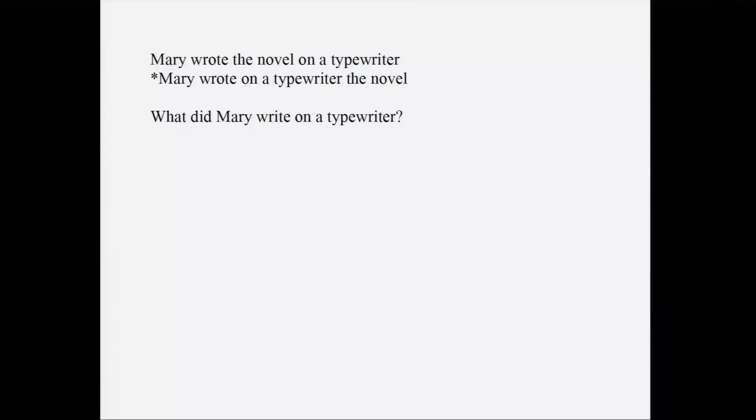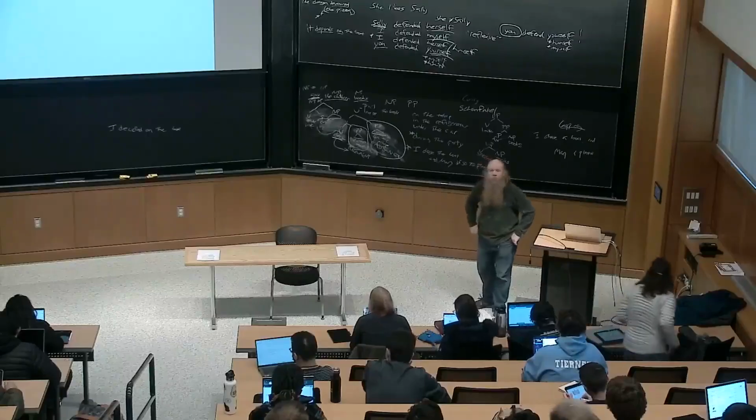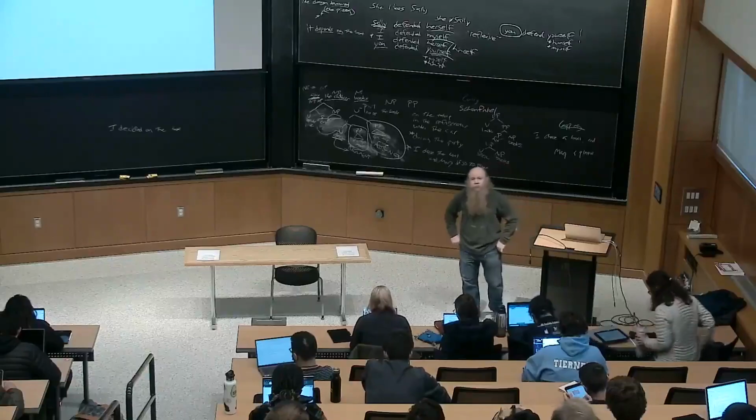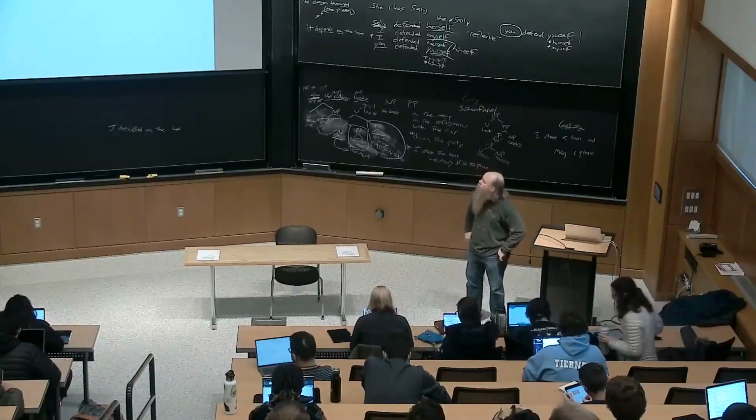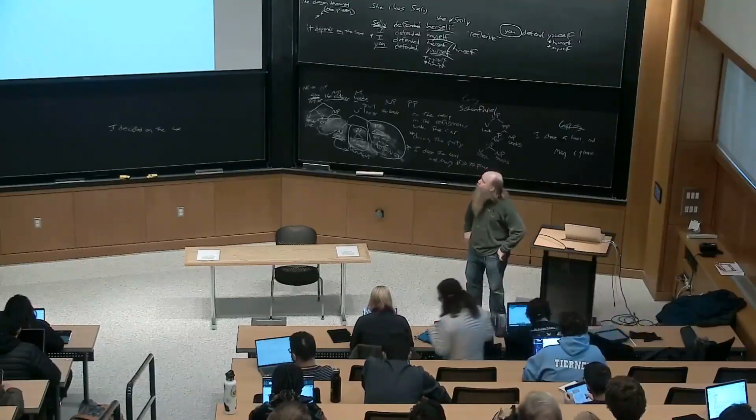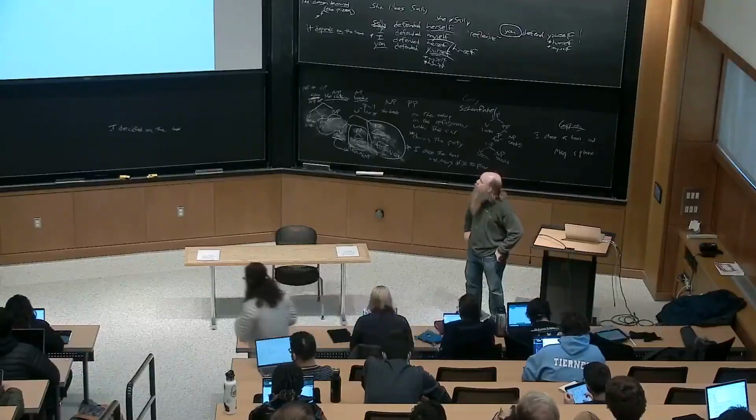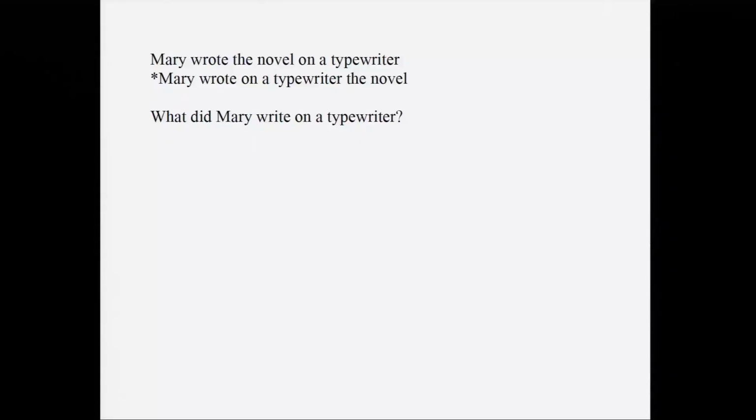So we worked our way to the conclusion that write, when it's transitive, absolutely has to select an object, and the object has to be the first thing you merge together with write. So it has to be right after write in English. That's why you can say Mary wrote the novel on a typewriter. You cannot say Mary wrote on a typewriter the novel. The novel, the thing that's getting written, absolutely has to be right next to write.